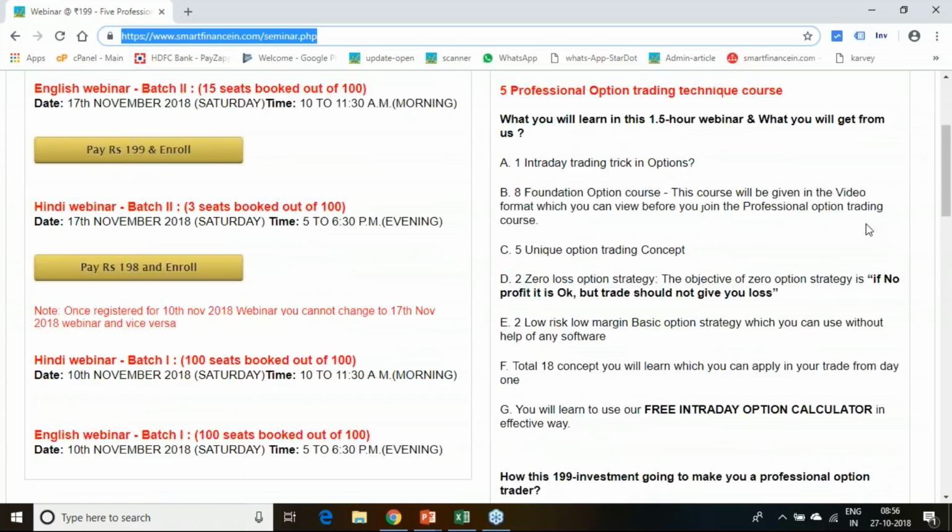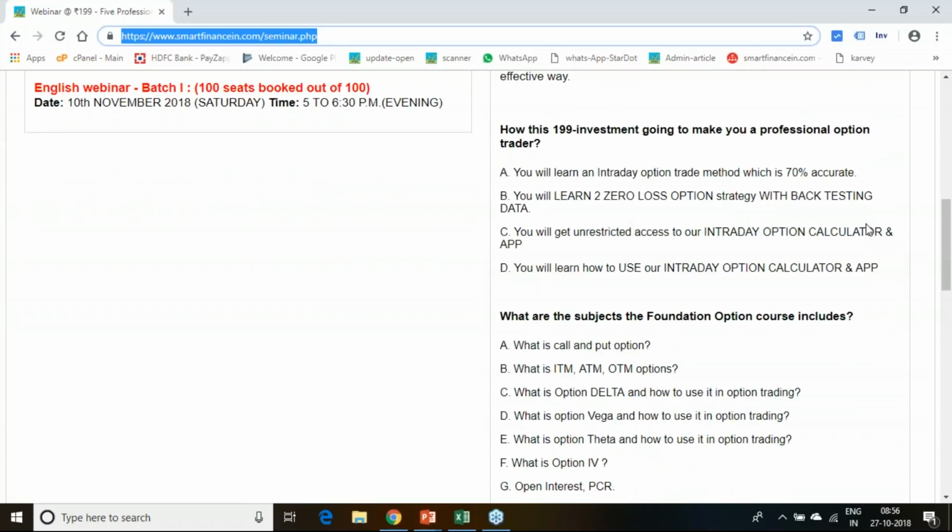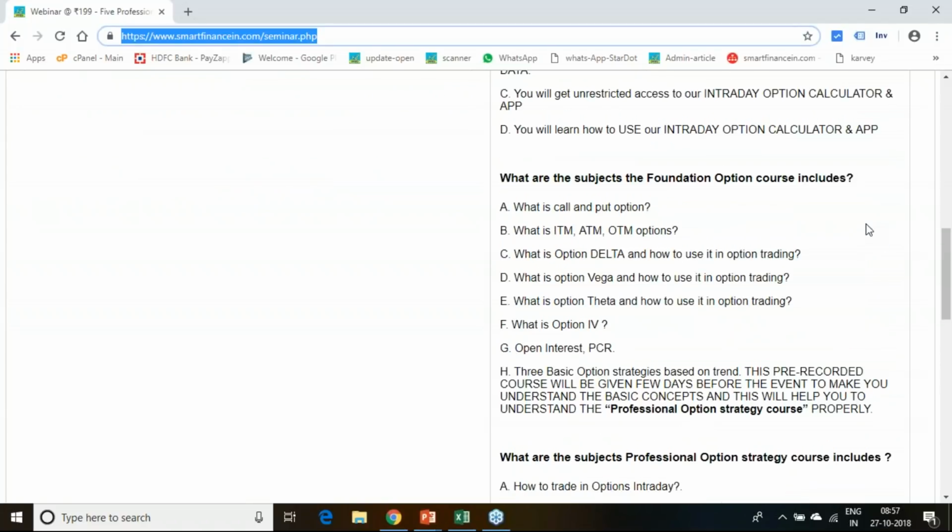As I told you, this particular program is divided into two parts. One is your basics, another is your advanced concepts. In the basic section, what are the things we are going to learn? What is a call option and a put option? Very basic concepts. ITM, ATM and OTM options, delta, theta and vega, and how to use them. This is very important. I will not just tell you how to calculate delta, vega and theta, but how to use them, and what option IV, open interest and put call ratio are. And three basic option strategies I will also be explaining.